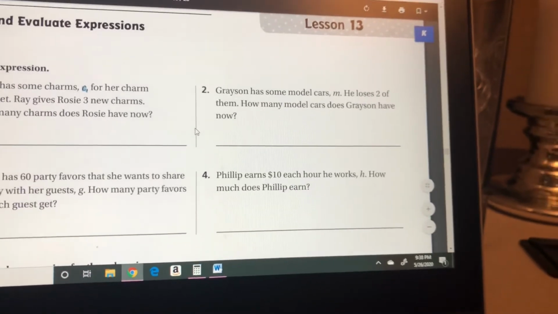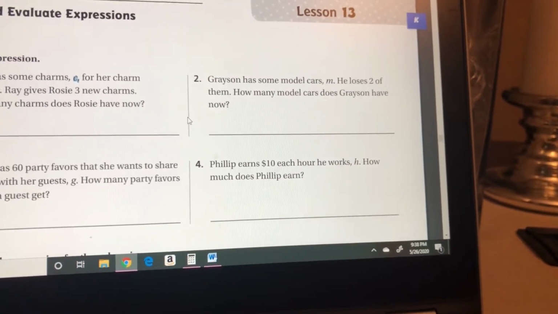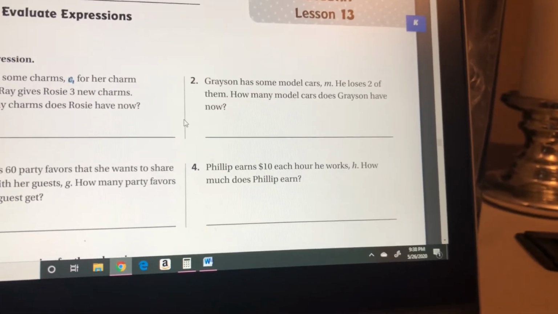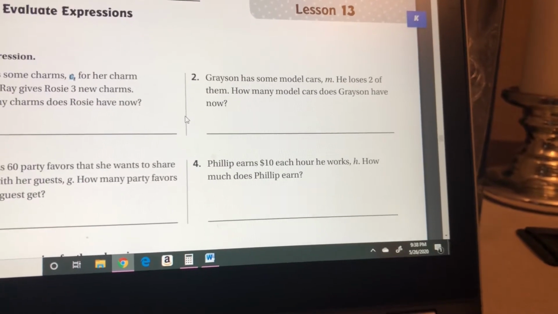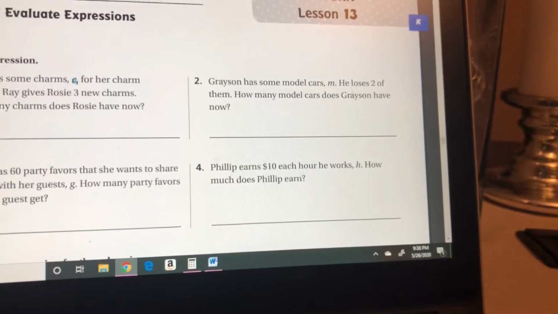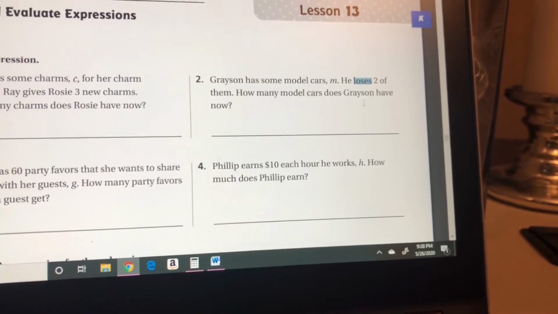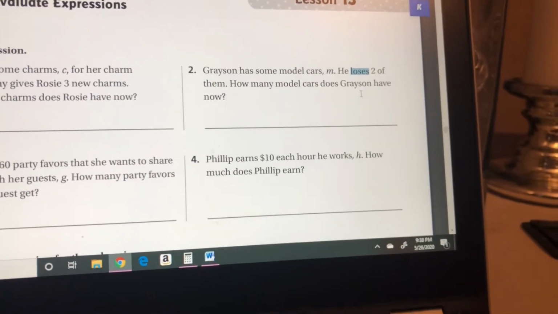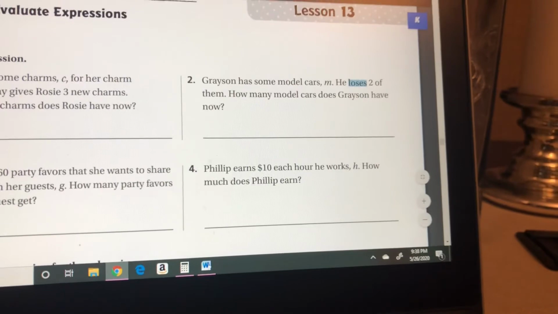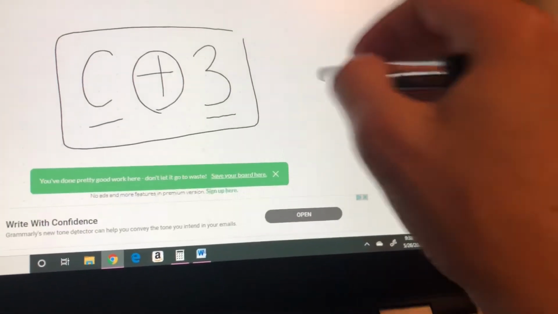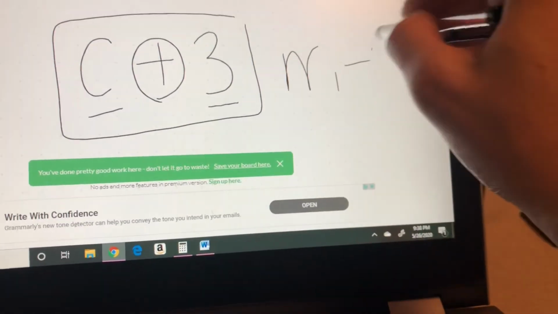Number 2, Grayson has some model cars, M. He loses 2 of them. How many model cars does Grayson have now? With the keyword loses, we know that we are subtracting, okay, because he's not gaining anything. So we're gonna write M minus 2.